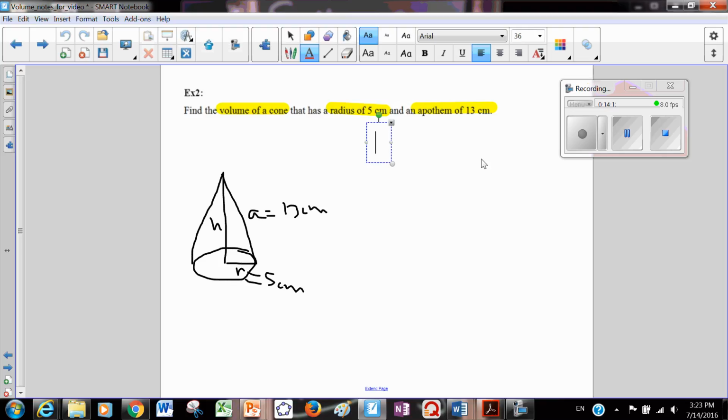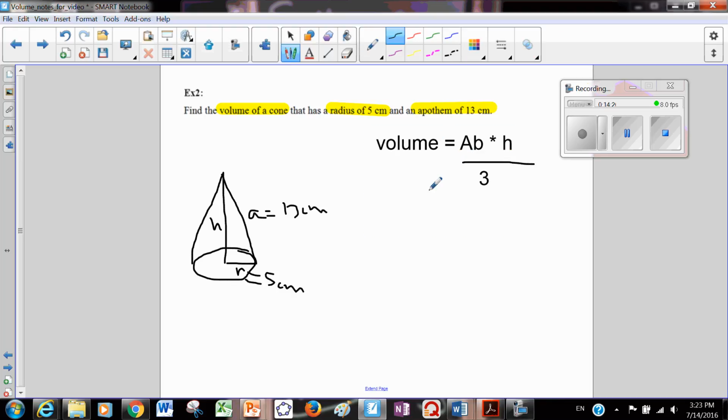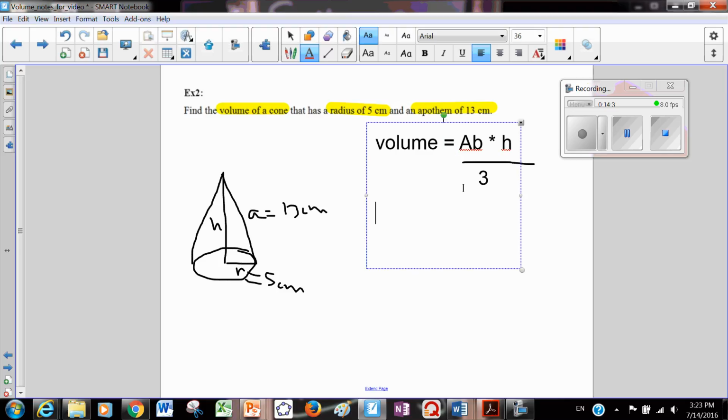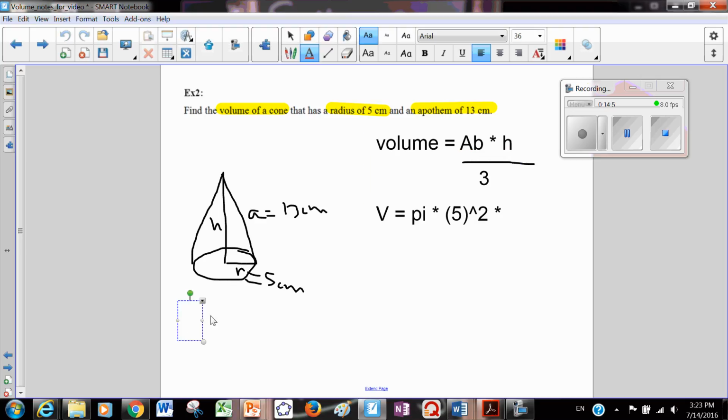So let's start with our formula. Volume is equal to area of the base times the height divided by 3. Okay, so volume is area of the base. It's a circle, so the area of the base is pi times radius square times the height. Oh, we don't have the height. Okay, so we're going to need to calculate the height. Let's come down here to find the height.